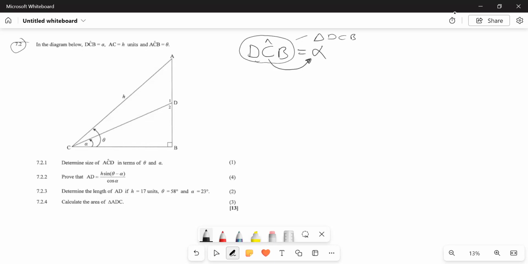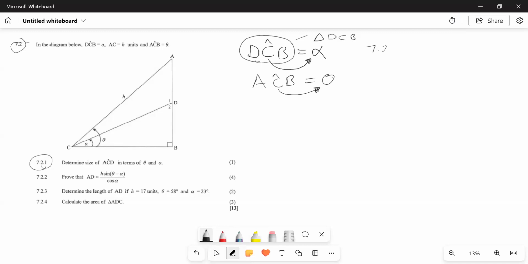And then they said AC is equal to H units, okay? And ACB, again, ACB is equal to theta. Again, the angle with the cap becomes our actual angle, right? Now, 7.2.1, determine the size of ACD in terms of theta and alpha.